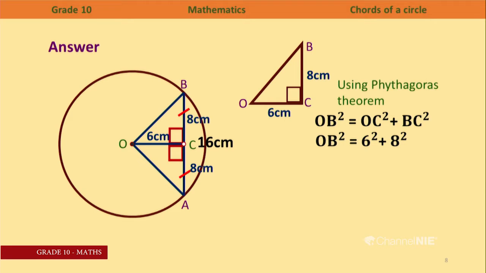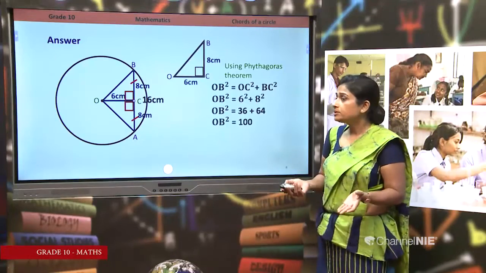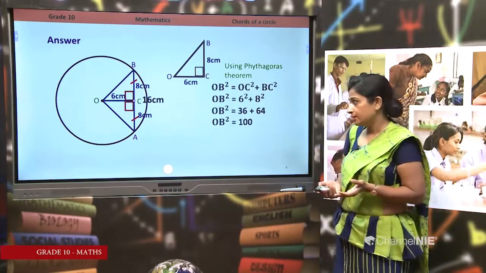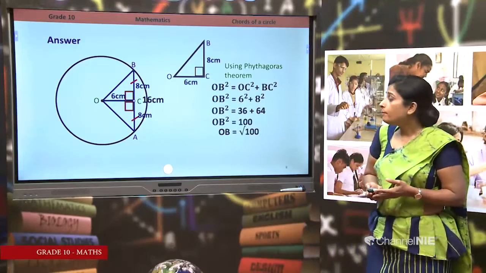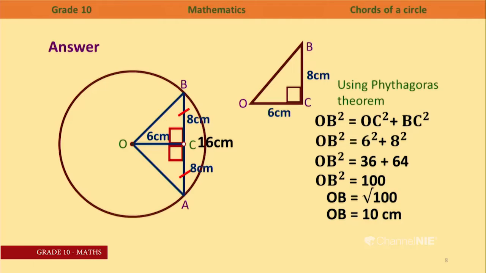Then 6 squared, what's the value of 6 squared? It is 36. And 8 squared, it is 64. Then we can add them up. So then you have OB squared equals 100. OB squared equals 100, but we should know OB. From OB squared, how do we take the OB? By considering the square root of the 100, we can get OB. OB equals 10 centimeter. We found that value of OB.